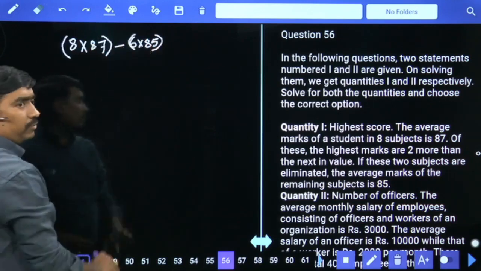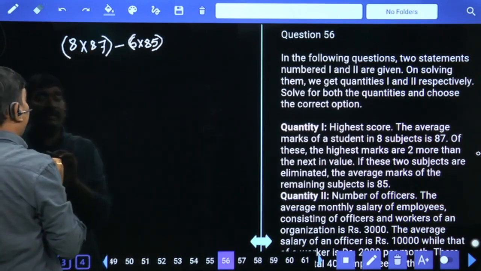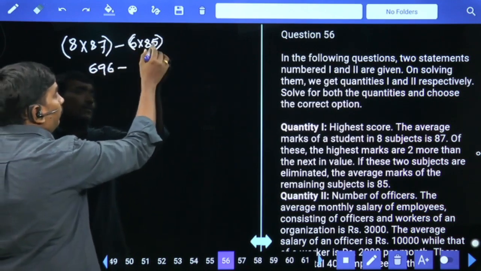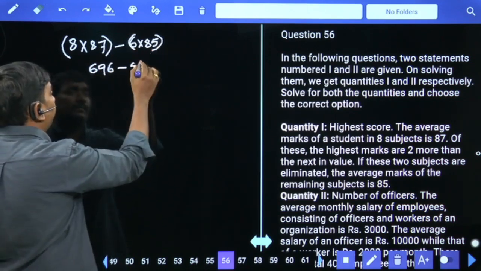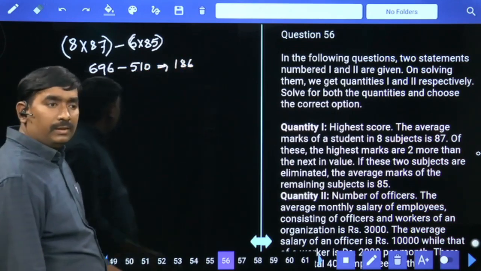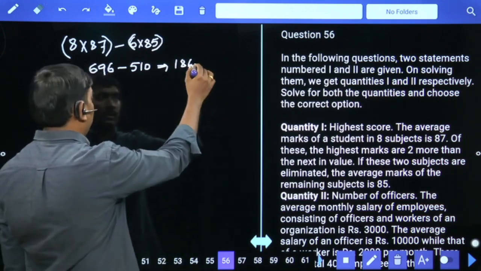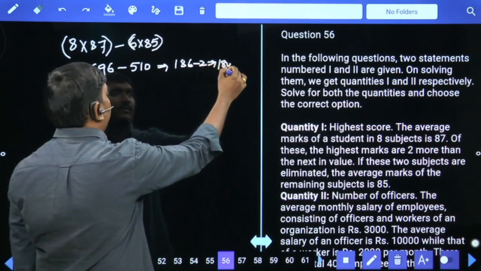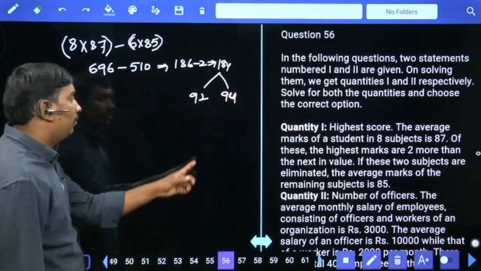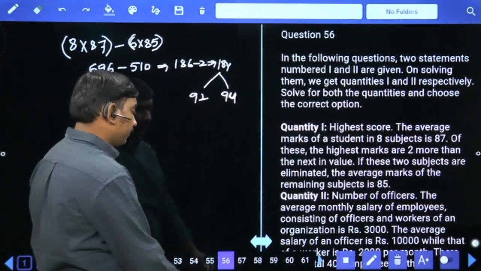Then those 2 subjects' total means 8 subjects total minus 6 subjects total. 8 times 87 is 696, minus 6 times 85 is 510, 186 is the total of the remaining 2 subjects. In the two subjects, the highest score is 2 marks more than the lowest score. So 184 half means 92, lowest score, highest score 94. Then only 92 plus 94 will give us 186. So the highest score is 94.